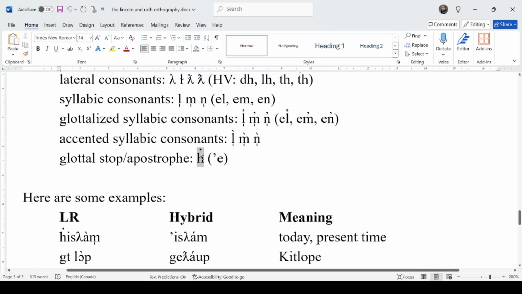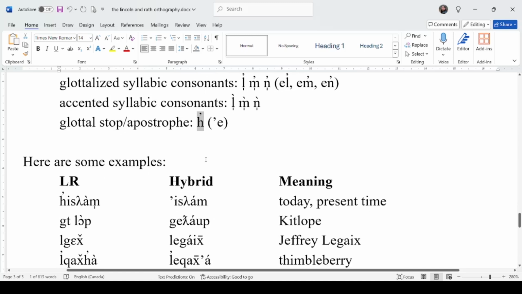So this can actually be a little bit confusing, a little bit hard to read, because if you're not familiar with the Lincoln and Rath orthography, you might read this as an actual H. So we'll see that later on, some of these issues that come up with this way of representing a glottal stop or an apostrophe.